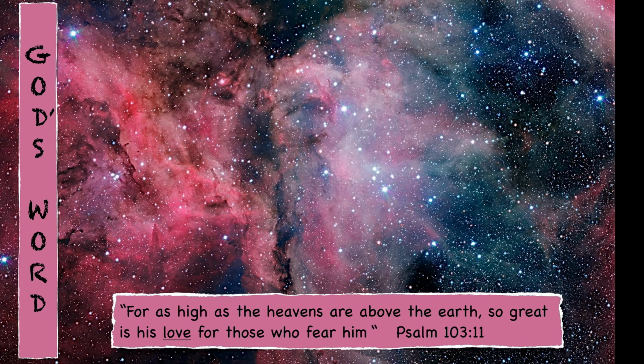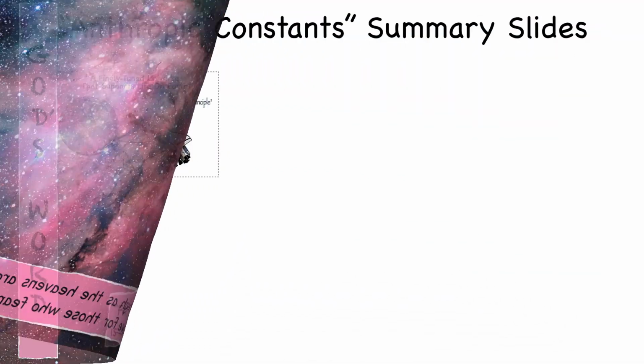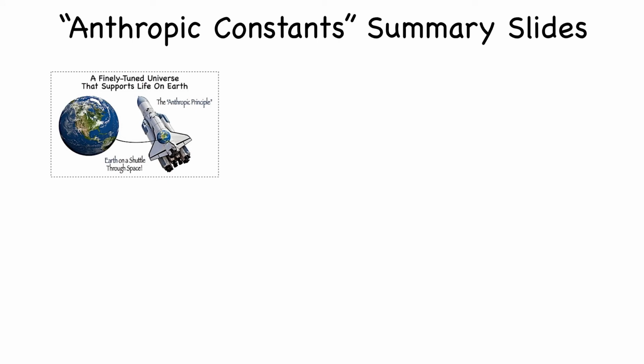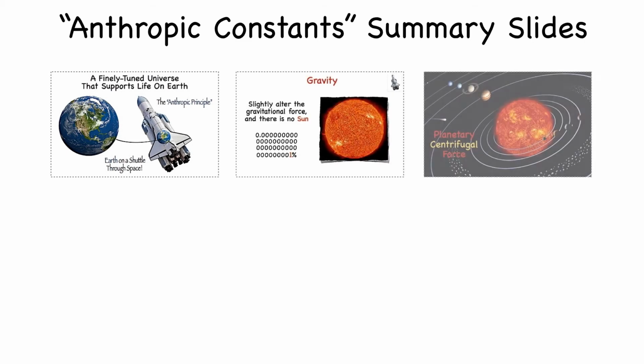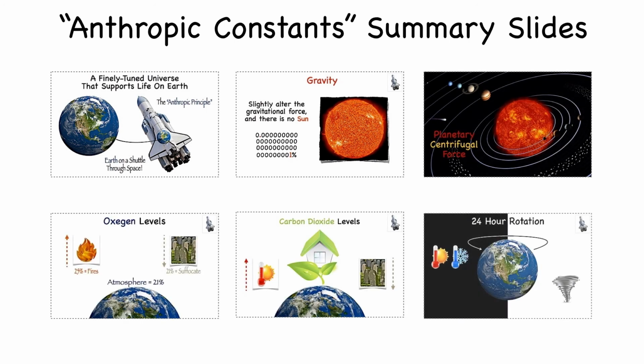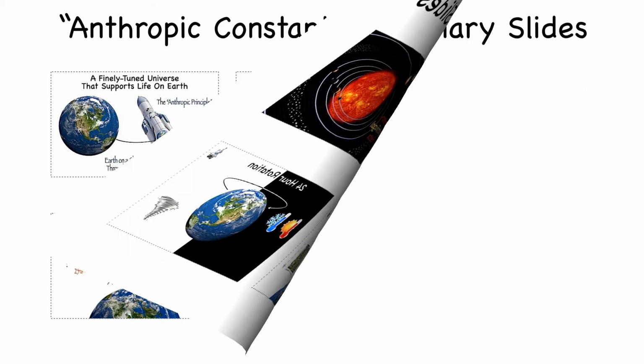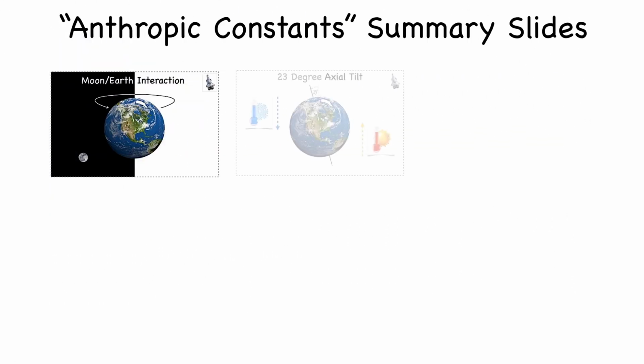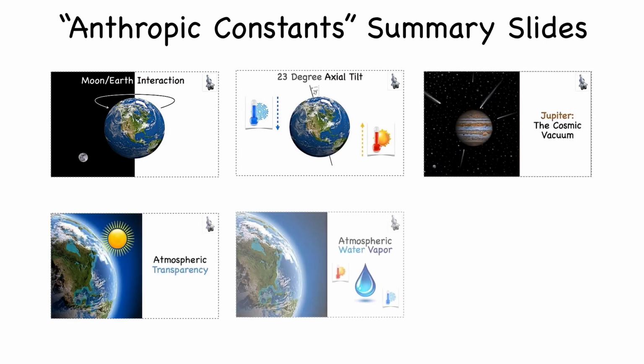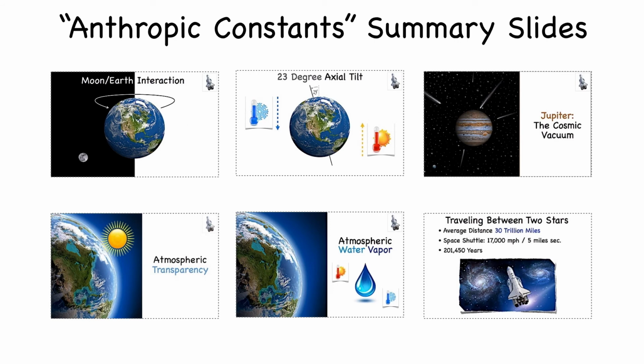Well, we better stop here or we'll just keep going with these anthropic constants. Let's quickly summarize those 11 constants that we did look at. Again, these finely tuned conditions can be likened to the conditions found on a space shuttle, which, like Earth, is hurtling through the deadly conditions of space. The anthropic constants that make this possible include the sun's gravity, centrifugal force, the precise levels of oxygen and carbon dioxide, and the Earth's 24-hour rotation. In addition to that, there's the Earth-Moon interaction, Earth's 23-degree axial tilt, Jupiter the cosmic vacuum cleaner, the atmospheric transparency, atmospheric water vapor, and the average 30 trillion mile distance between stars. That's just 11 now of the over 100 anthropic constants that make life possible for us here on Earth.